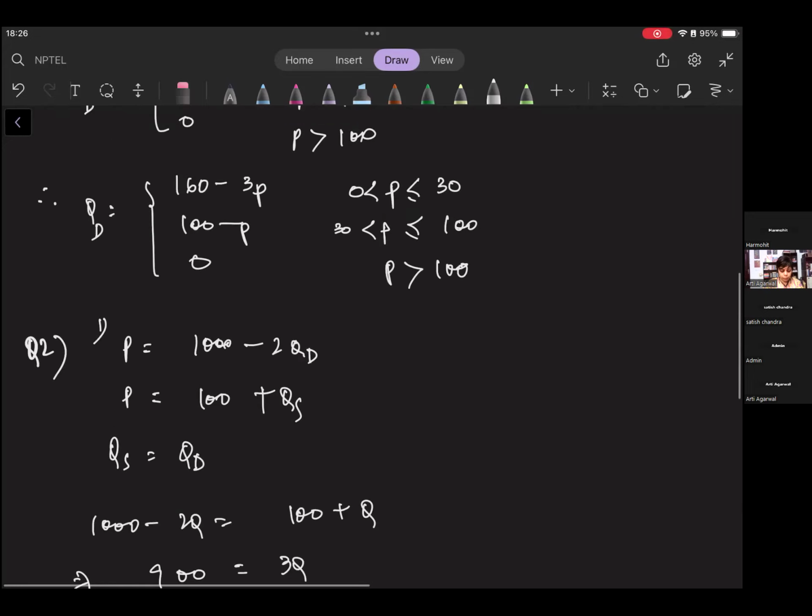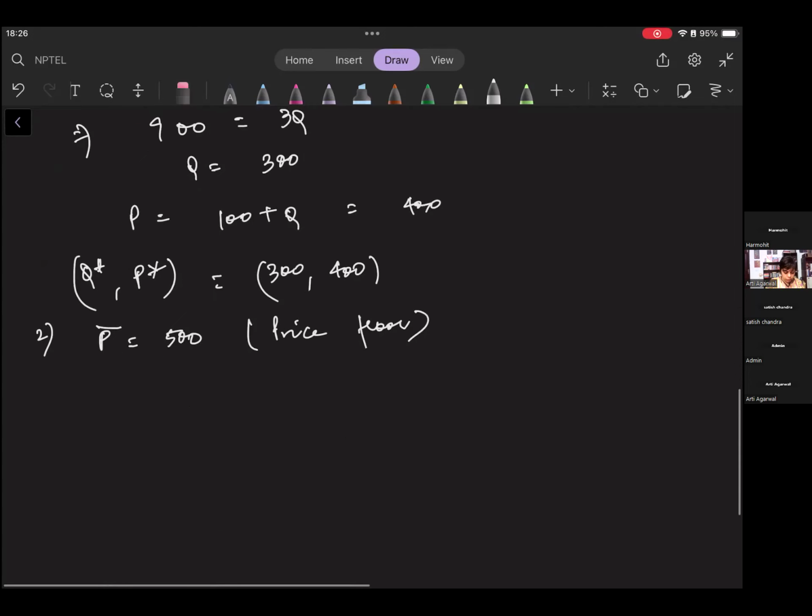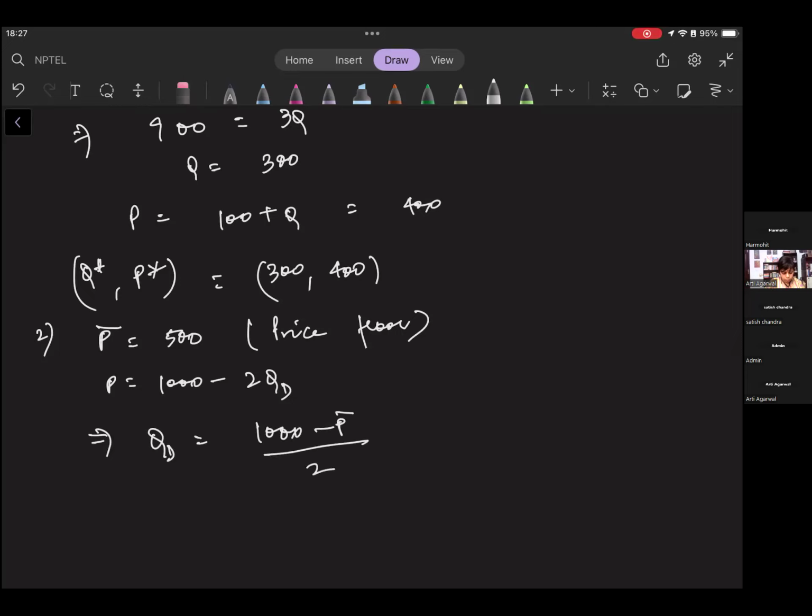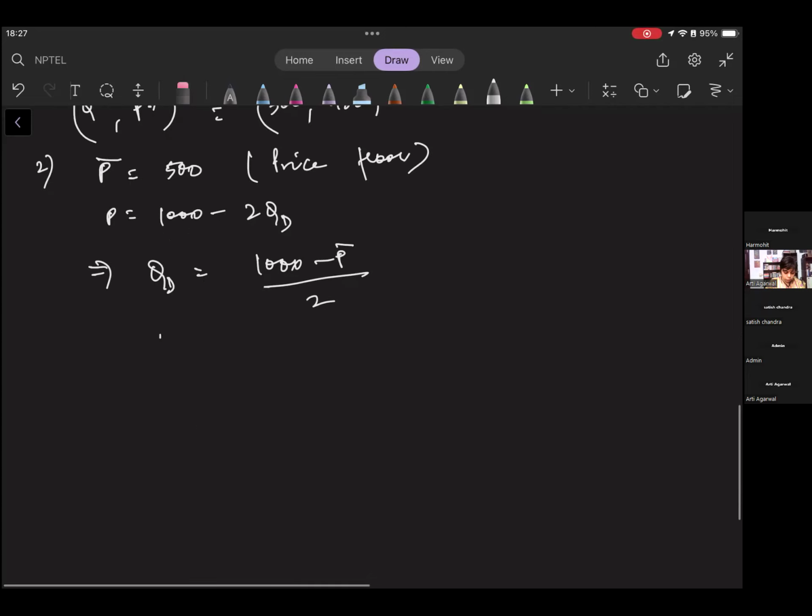So first, let's calculate what is QD. Okay, P is equal to 1000 minus 2 QD. QD is equal to 1000 minus P bar on 2. QD is equal to 1000 minus 500.